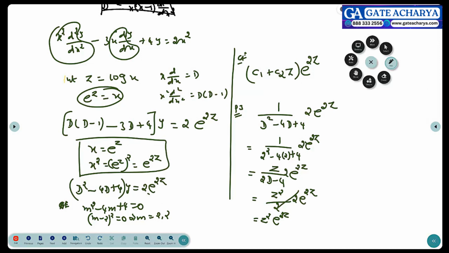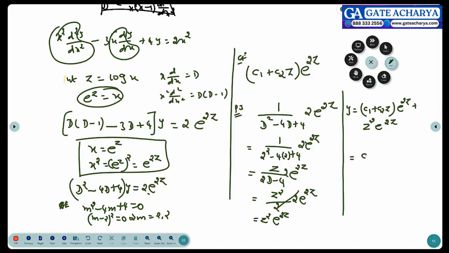Okay, z to x. How do we get that? The solution y is equal to the sum of complementary and particular integral. So complementary is c1 plus c2 z into e power 2z, plus particular integral z square e power 2z. Because complete solution means the sum of complementary and particular integral. Again, we change all z in terms of x.